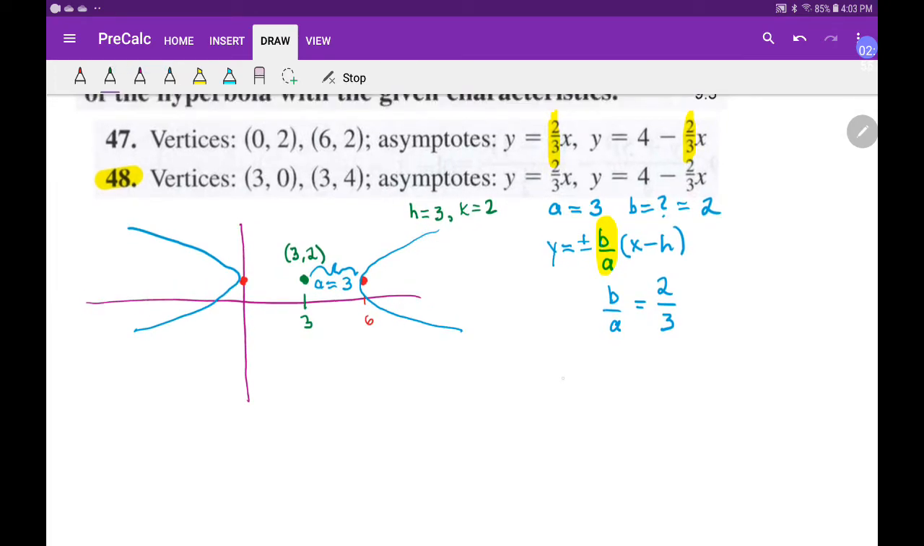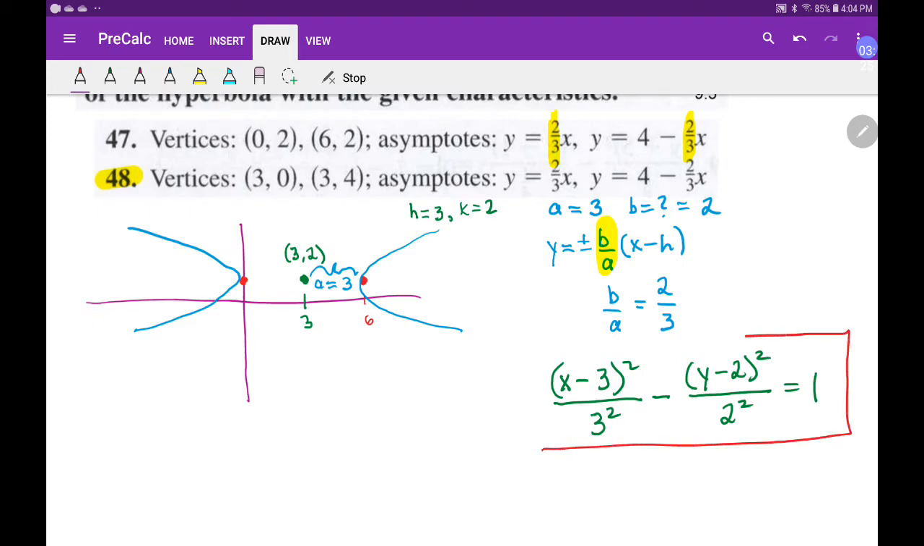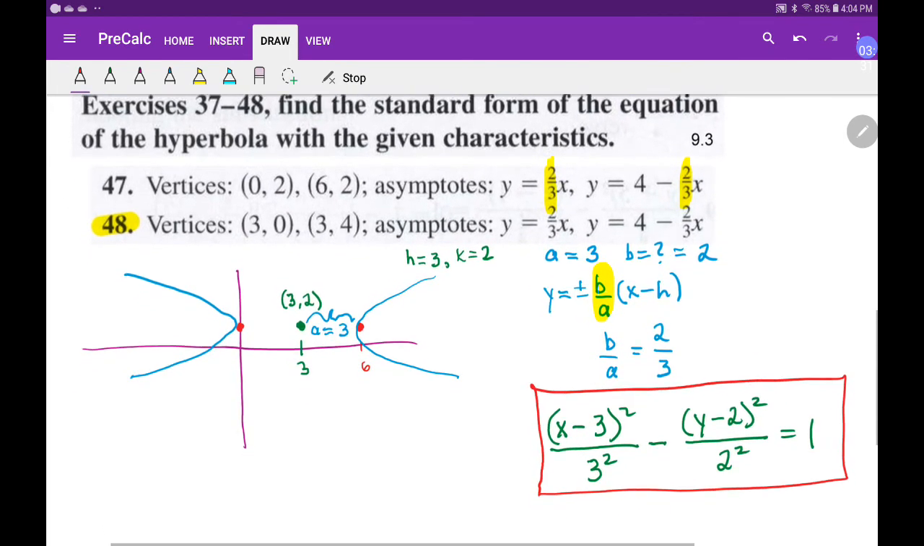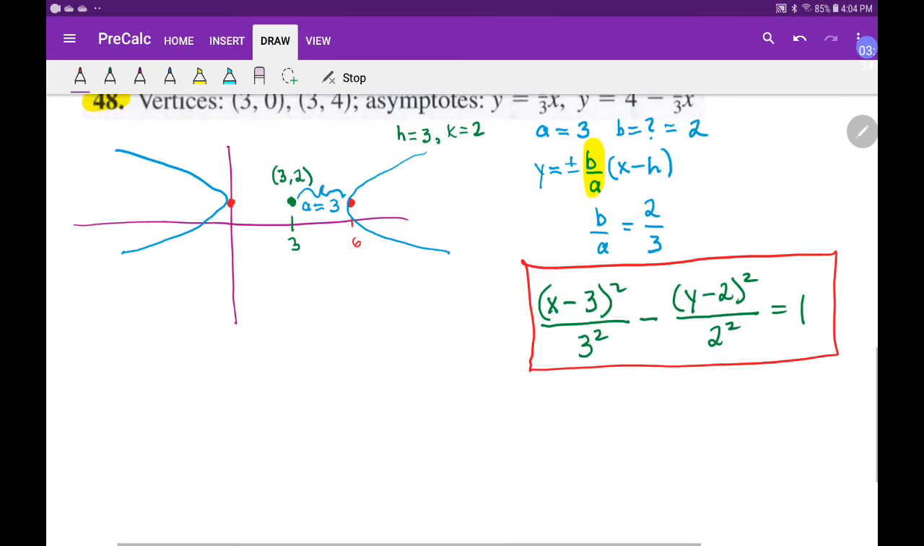I say x minus h. What's h? h is 3, squared. a goes with the big boss, and this time it's x, so we say 3 squared, minus y minus k, so that's 2, squared, over b, which is 2 squared, equals 1. Okay, and that is the standard equation. And we can go from there. If we wanted to dig deeper, we could. That's what they ask us for, so we're good on that.